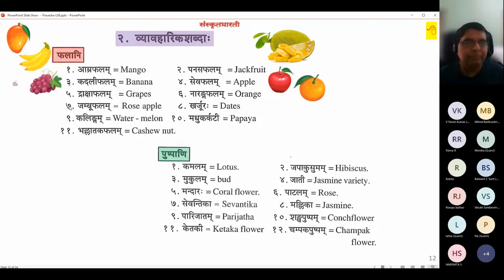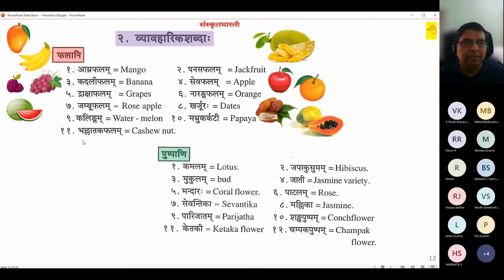Jambuphalam. This is actually the purple fruit, right? The tree fruit, only very seasonal. Right now is the season. Kharjuraha, Kalingam, Madhukarkati, Bhallatakaphalam, Bhallatakaphalam. So these are the beautiful fruits. So remember them. So let's invite Mrunalini Varye.